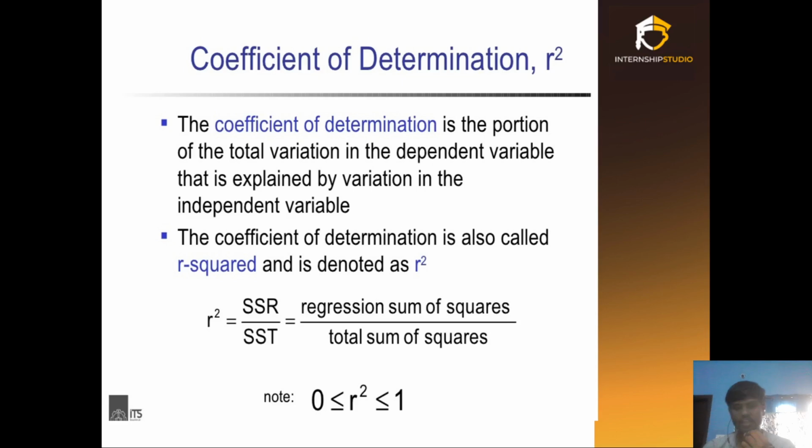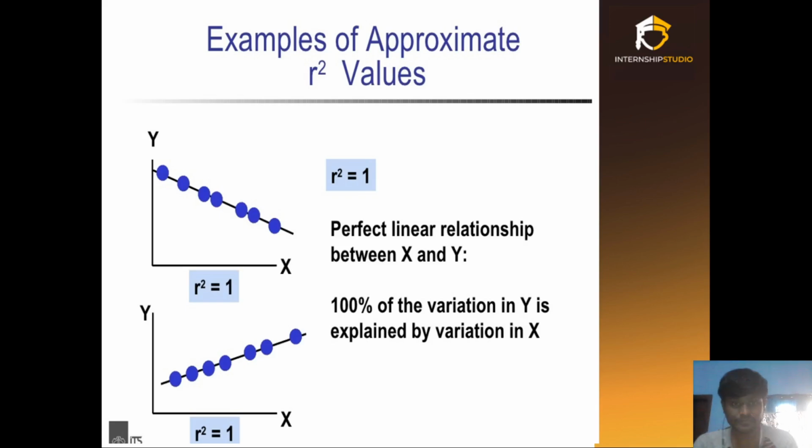So we saw that it is a ratio of SSR by SST, the regression sum of squares by the total sum of squares, and it has a range. So actually it's a ratio, right? So it has a range between 0 and 1. So this is how we are going to calculate the R square value.